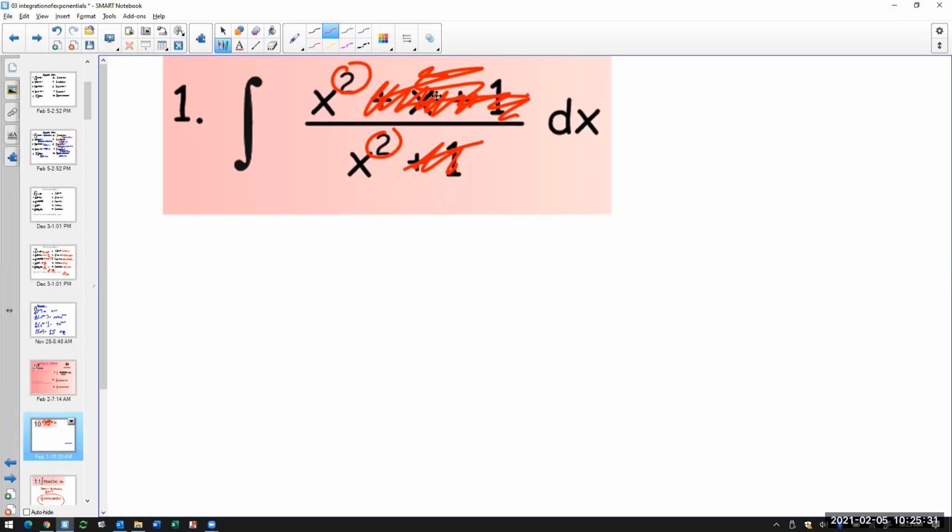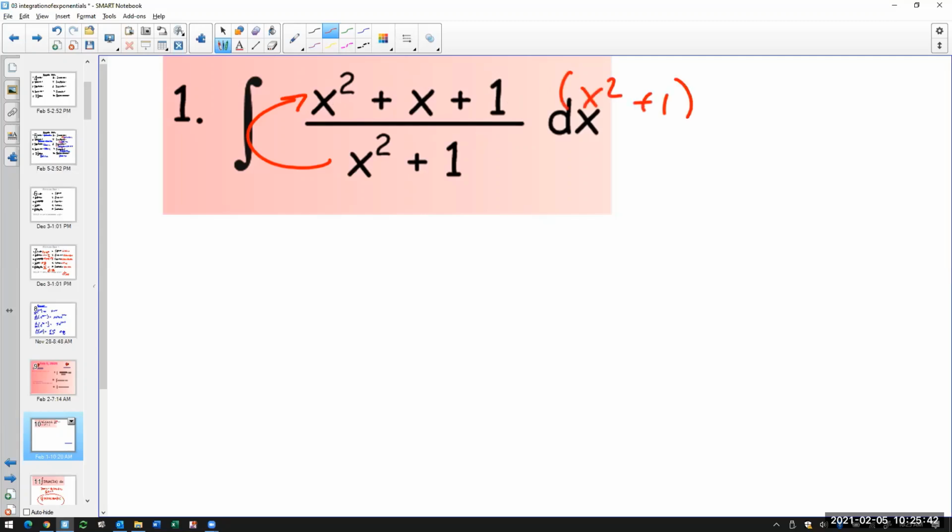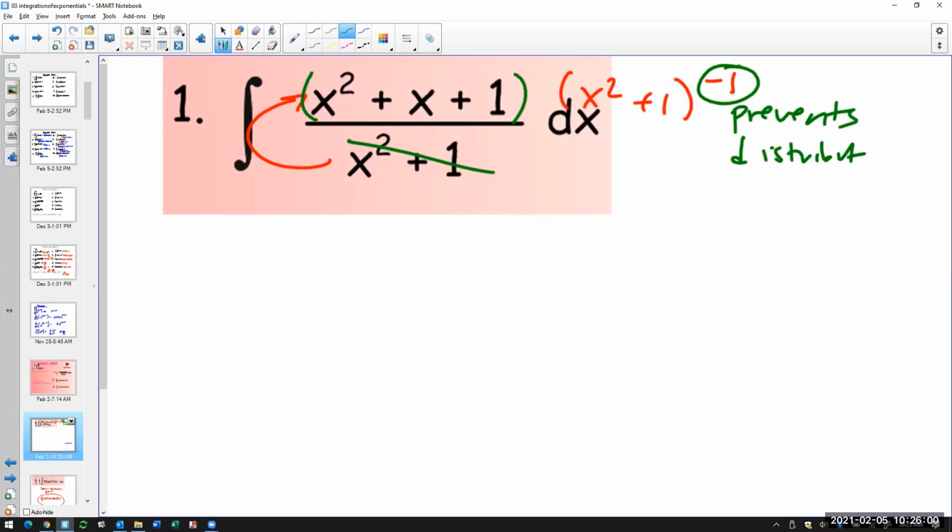Now you can ignore long dividing if you can bring this up. Does that make sense? If it's a monomial. But see, if I bring this up, remember, this would be x squared plus 1 raised to -1. If I brought that up, and this right here is a family, because we don't break up families in calculus, I would put parentheses there. And do you see, you can't distribute this. You think you can, but this -1 prevents you from distributing. Okay, so because of that, you would have to long divide.